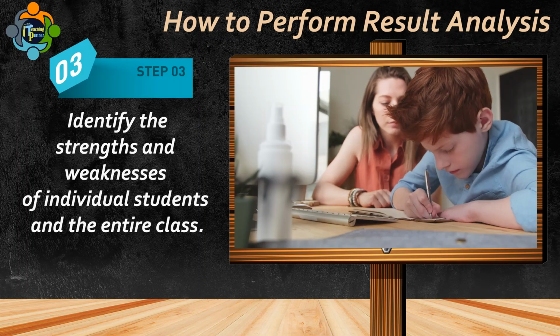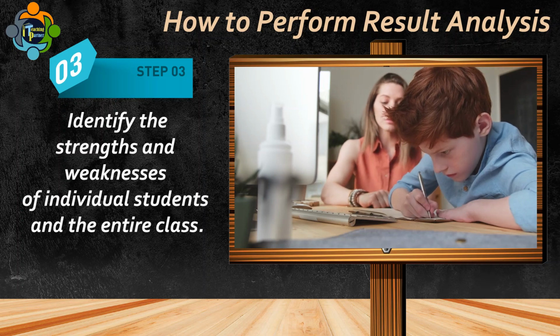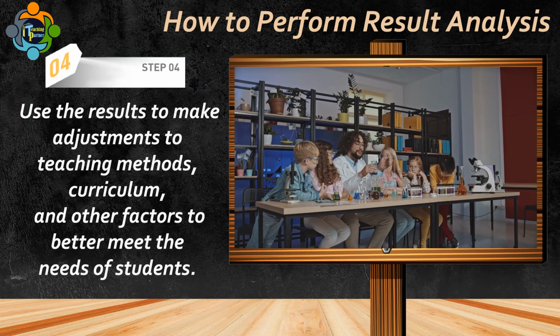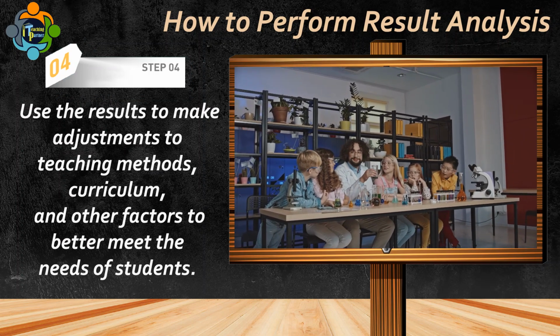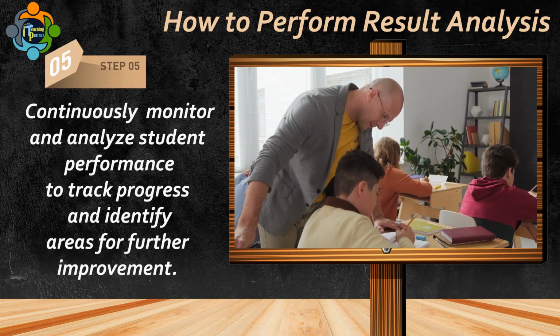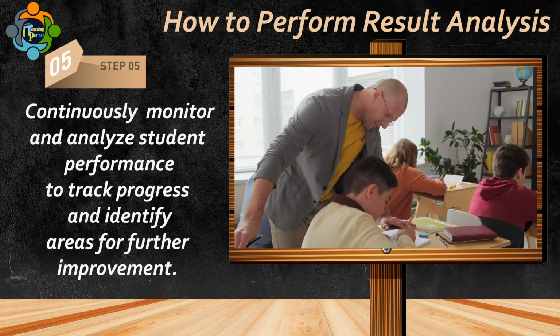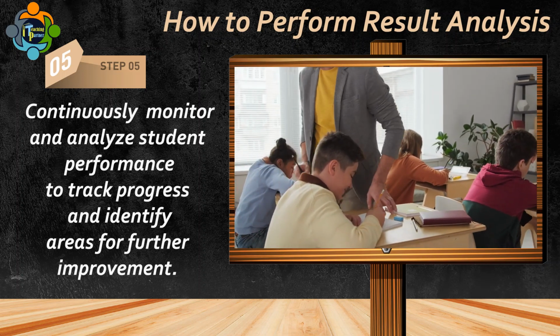Number three, identify the strengths and weaknesses of individual students or an entire class. Number four, use the results to make adjustments to teaching methods, curriculum, and other factors to better meet the needs of students. Number five, continuously monitor and analyze data performance to track progress and identify areas for further improvement.